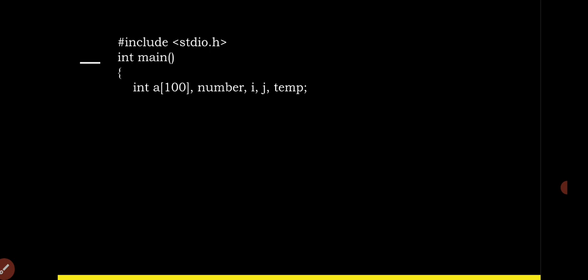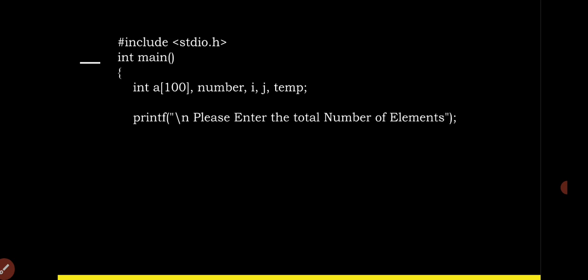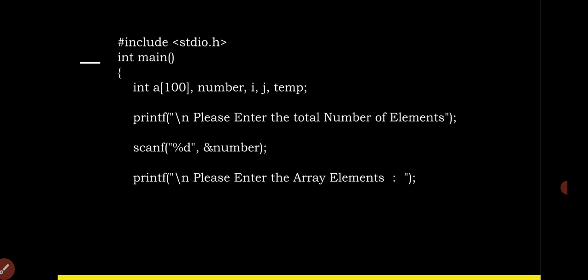So now the printf: we are putting a message on the screen, enter the total number of elements to arrange. That is the size of the array. We are getting it through scanf %d, ampersand number. So this gets the size of the array. Then we are going to get the elements of the array. So the message says, please enter the elements of the array.